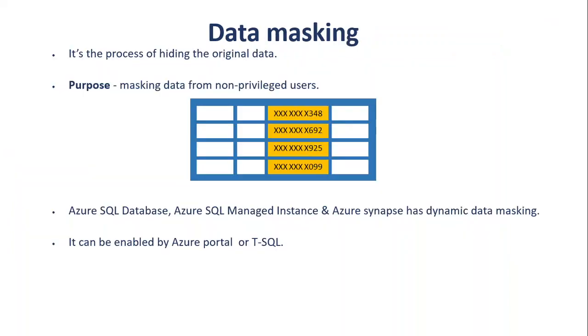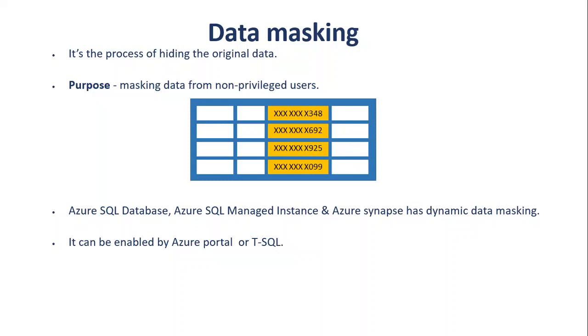Okay, let's go to data masking. So the next topic is data masking. Data masking is the process of hiding the original data. It helps to limit the exposure of sensitive data to users who should not have access to view it. So if you look at the picture, let's assume this is a telephone number, but all digits are not visible, only the last 3 digits are visible. So this is the way of hiding the data, and nobody can even make a guess about it.